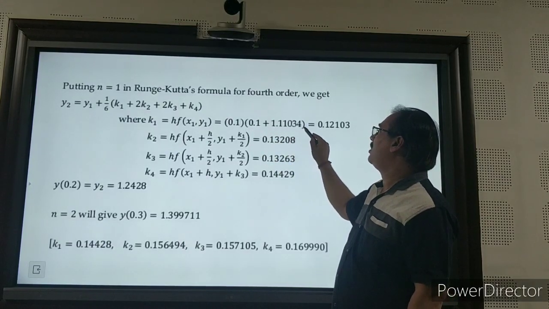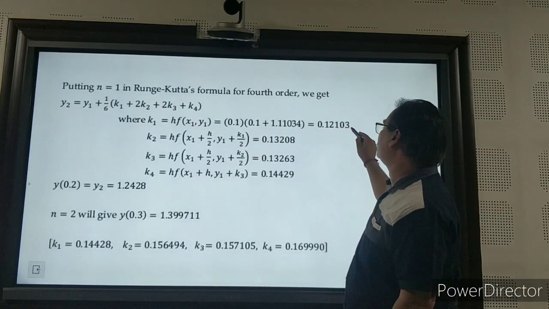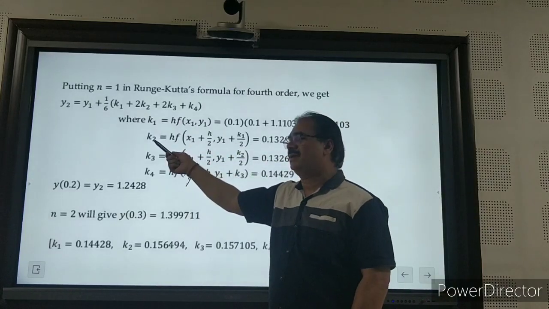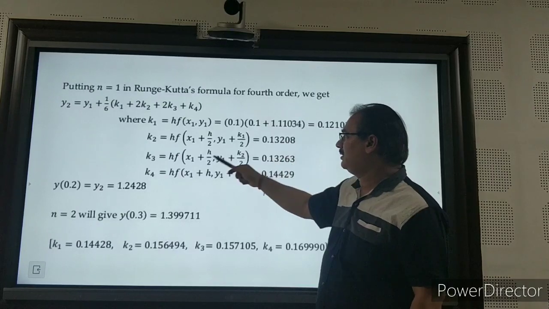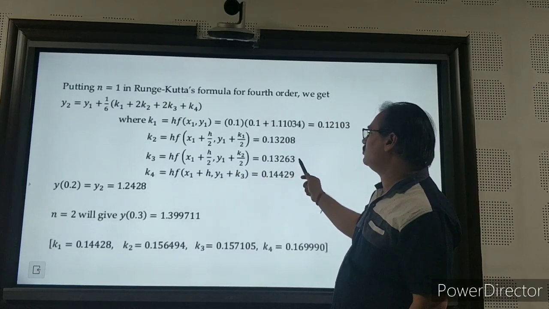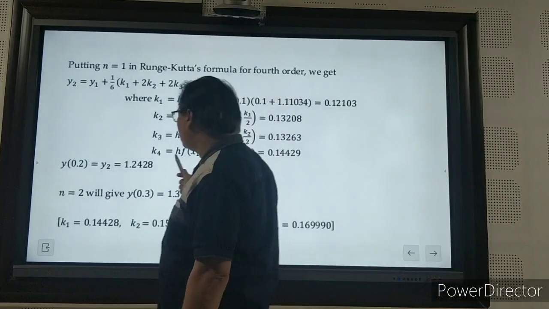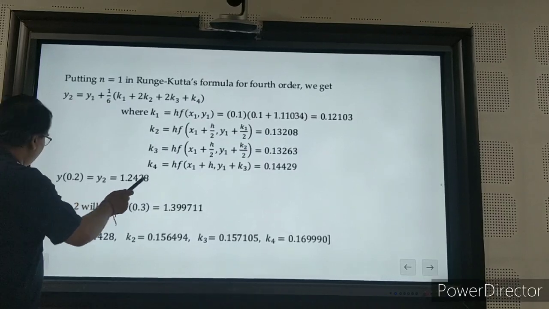Here you have y1 as 1.11034 from the previous step. Now k1 will be 0.12103. So repeating in the similar manner, you will get k2 is equal to 0.13208, k3 is 0.13263, k4 is 0.14429. To look, y at 0.2 is y2, that is 1.2428.